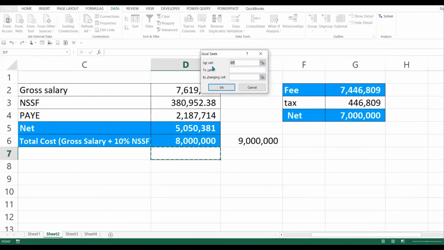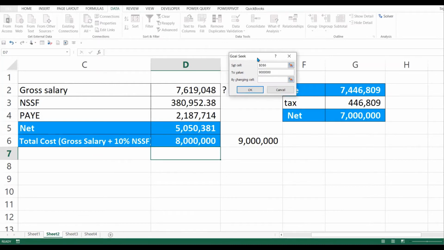This dialog opens. Set cell. What does this mean? This one means that the result is in which cell? Our result is in cell D6. So I can click there, D6. So now to value. In other words, this result, I want to set it to what value? I want to set it to 9 million. So I type here 9 million.